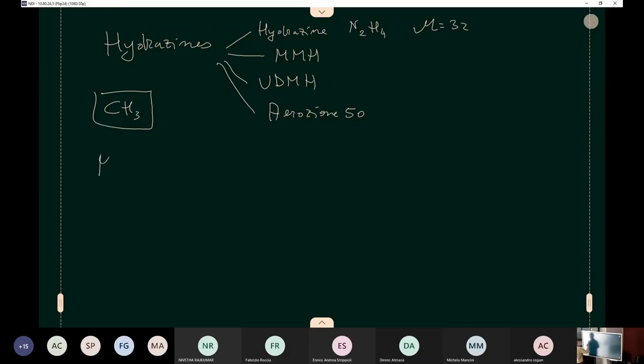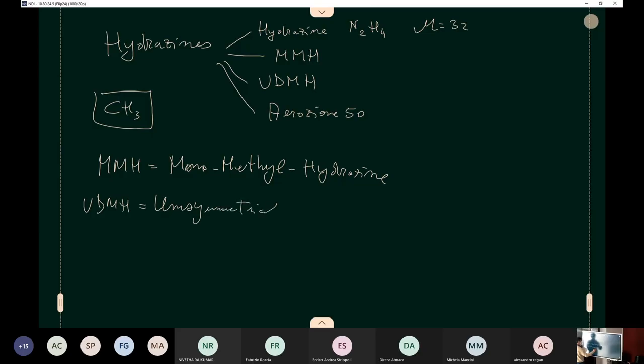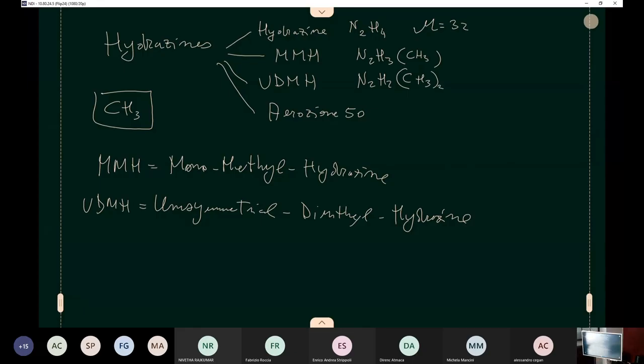So MMH means monomethyl hydrazine, and UDMH means unsymmetrical dimethyl hydrazine. So the chemical formula will be N2H3 and here you have CH3, or N2H2 and CH3 twice. And molar mass will be 46 and 60.